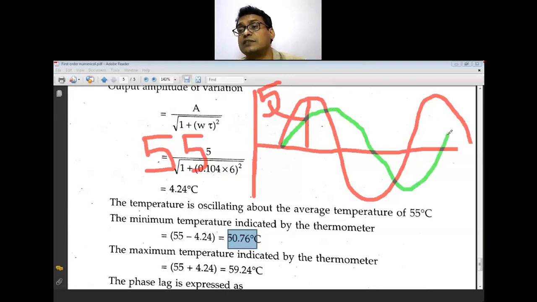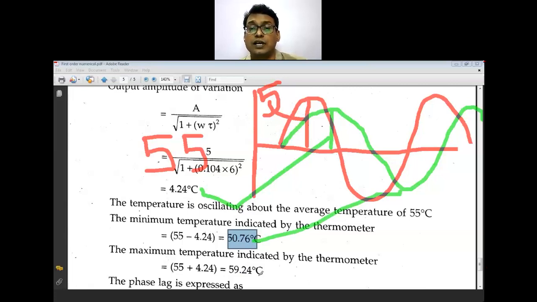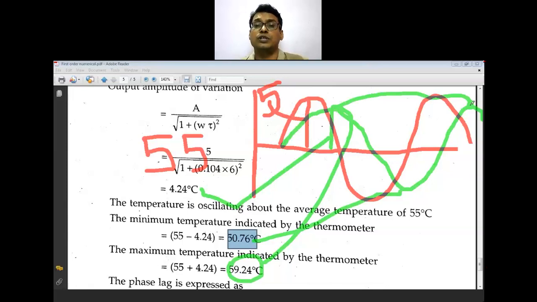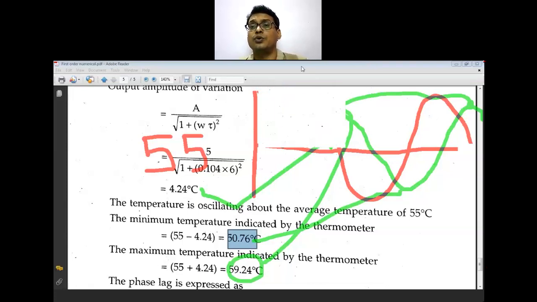This will be my output, with a certain phase lag and with a lesser amplitude. The amplitude here is 4.24, so the maximum value is 59.24 degrees Celsius and the minimum value is 50.76 degrees Celsius. So this is related to the response you get in the first order system and its numeric.